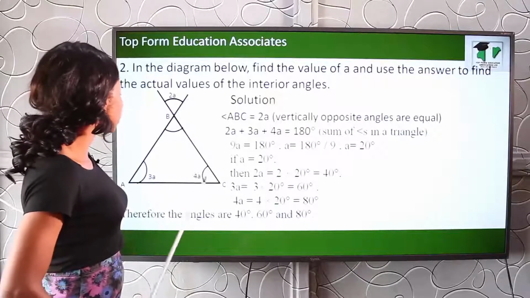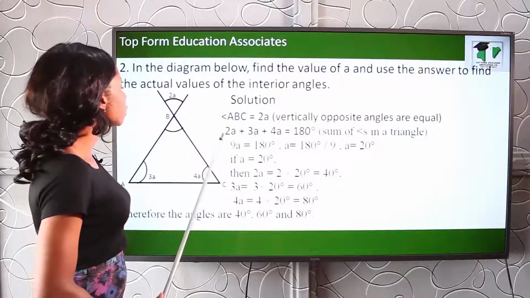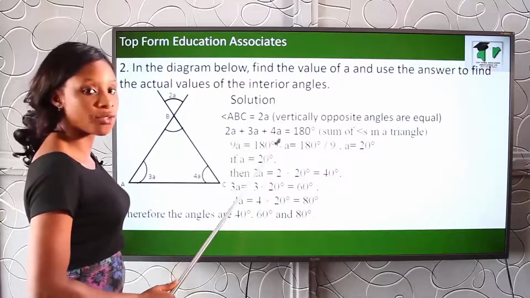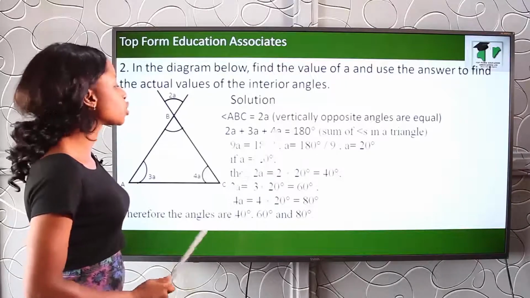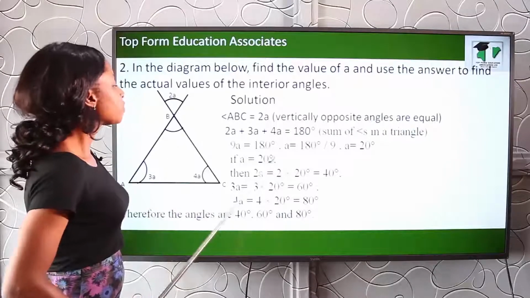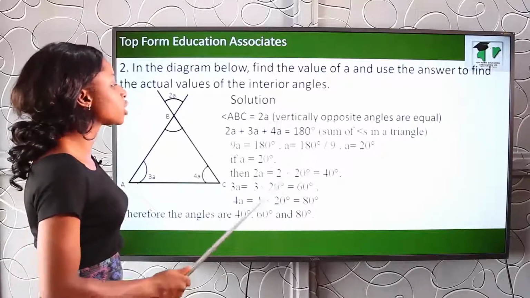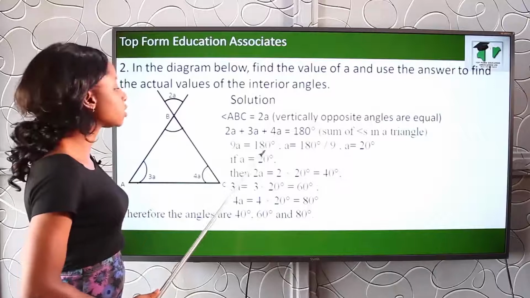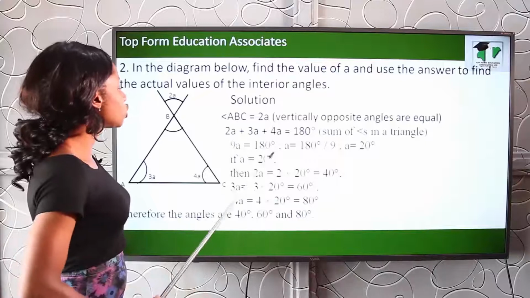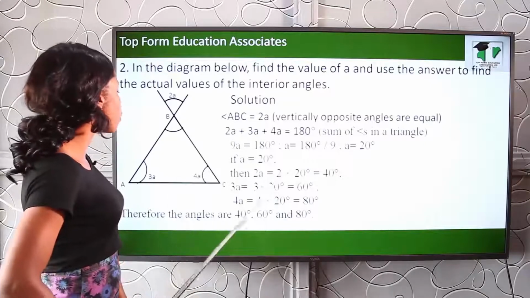Now, to get the actual value, we are first going to get the value of A. So 2A plus 3A plus 4A is 180 degrees, which is the sum of angles in a triangle. Remember, this is angle 2A. When we sum this, we get 9A. Now, to get the value of A, we just divide 180 degrees by 9, and we get 20 degrees. Now, if A is 20, we just substitute A into these angles to get the actual values.